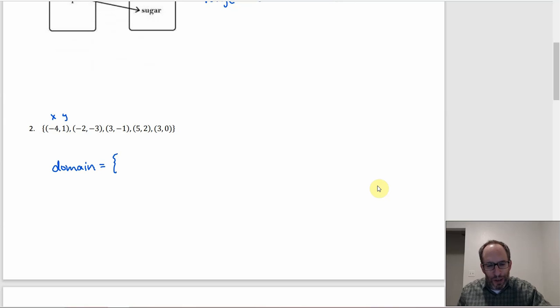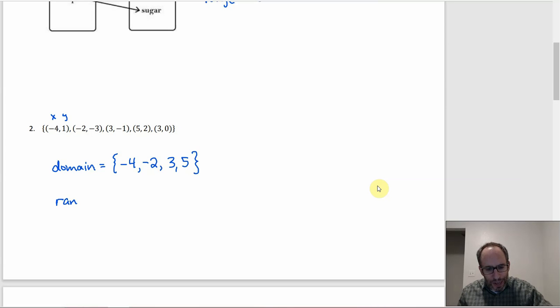So the x values, if I just go from one ordered pair to the next, left to right: in the first ordered pair, the x value is -4. Second one, we've got a -2. Then we've got a 3. And then we've got a 5. And then we've got another 3. But from back when we did that set theory stuff in Unit 1, you don't need to write in duplicates. So that's our domain: -4, -2, 3, and 5.